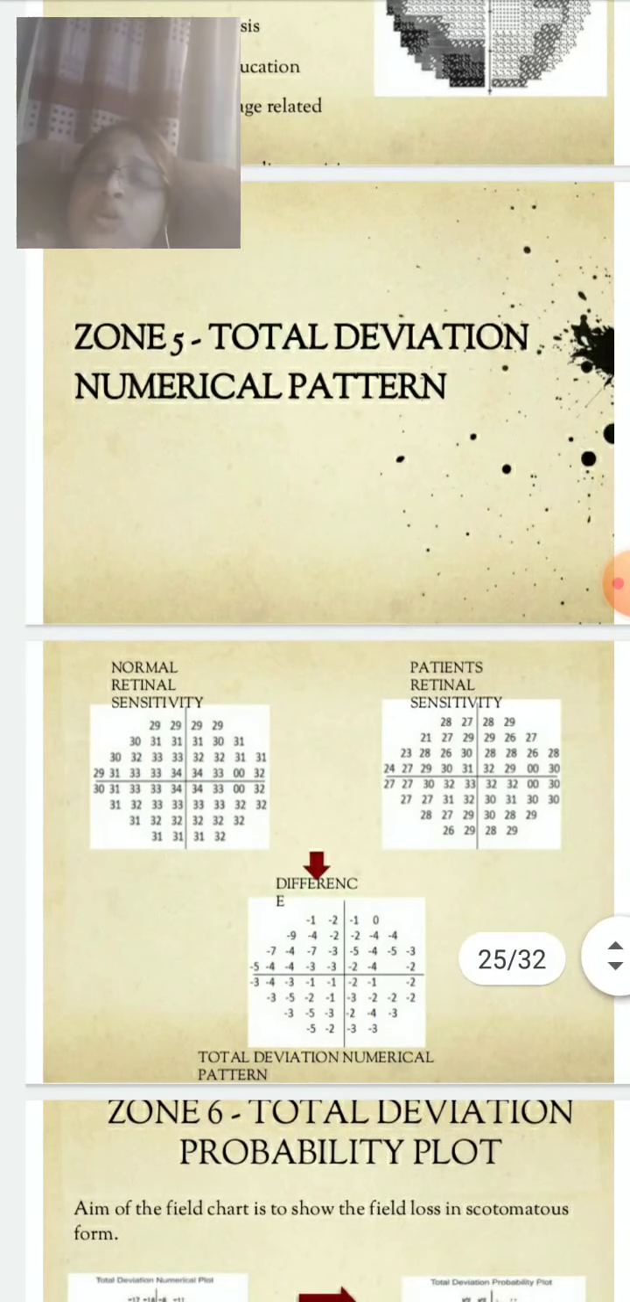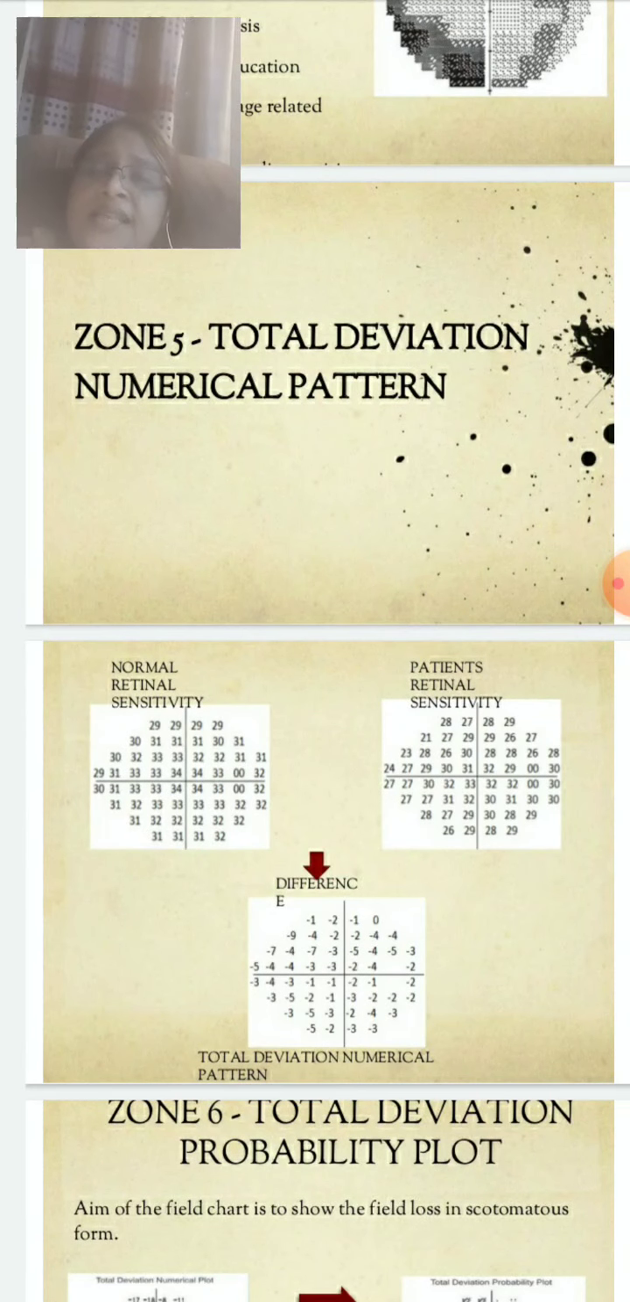Zone 5 is the total deviation plot. What does it indicate? The deviation of the patient's response from the age-matched population, which is stored in the memory of the instrument. When the patient performs the visual field test, the instrument compares the response of the patient with those of the age-matched population and gives the difference. This is the total deviation.